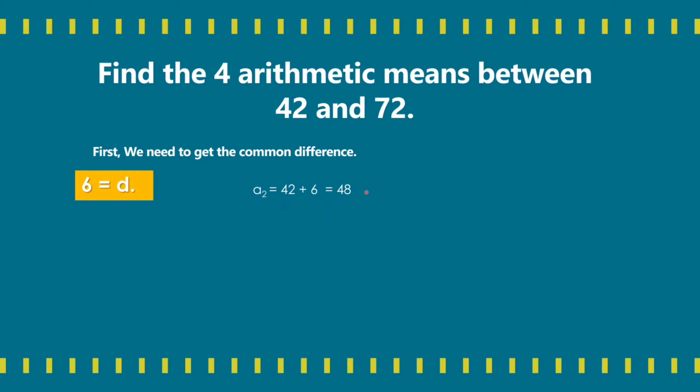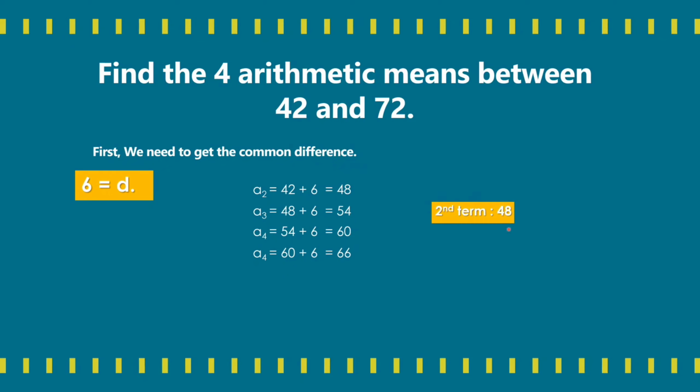So in substitution, a sub 2 is equal to 42, which is our first term, and 6 is our common difference. 42 plus 6 is 48. Just like what we did on the first one, we just need to add the second term to the common difference, and we can find 54. And so on. 54 plus 6 is 60, and 60 plus 6 is 66.